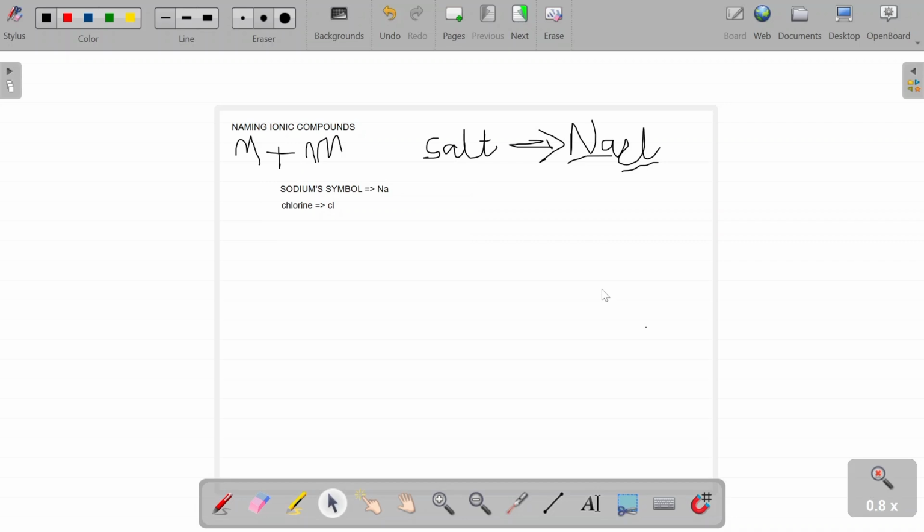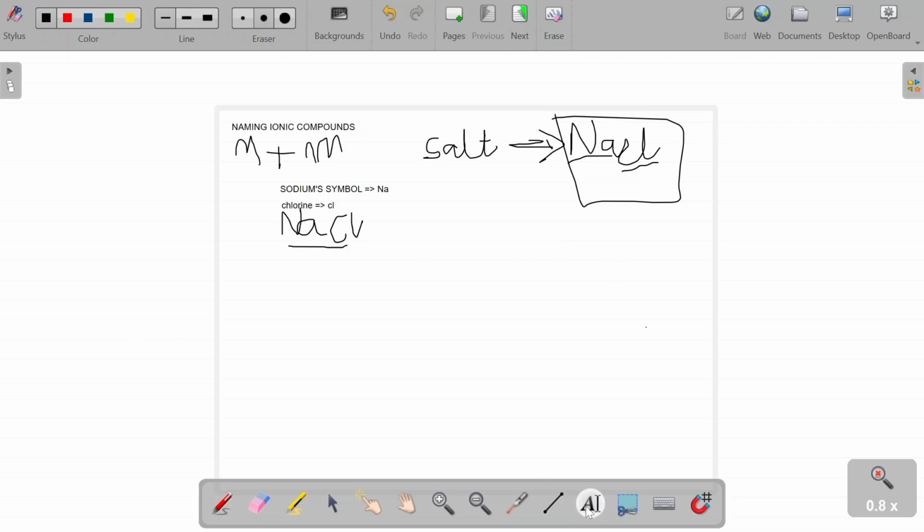So basically, in this tutorial, I'm going to make sure that you understand the naming of compounds, so that whenever you see a compound symbol, you'll be able to read it. Now let's read this example. Let's learn how to name NaCl. How do we actually write the name of this chemical compound?